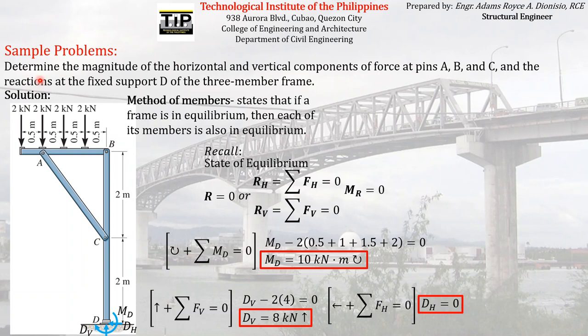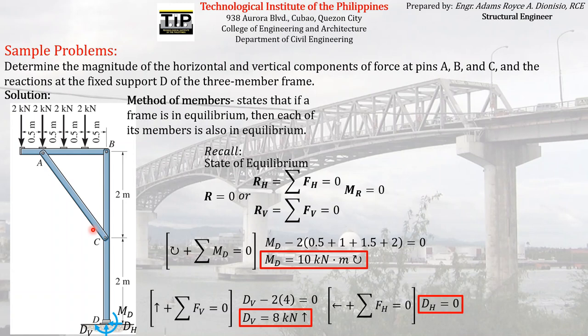Eh, yung ito, yung horizontal and vertical components at pins A, B, and C. Paano kaya natin mahanap yan? Again, sabi ko nga kanina, yung horizontal and vertical components acting on pin A, B, and C, those are actually internal forces. So, paano natin mapapalabas yung mga internal forces na yan acting on a frame? So, again, base sa inaral natin, ang method na ginagamit para mapalabas yan, ma-analyze yung structure or frame, ay yung method of members. So, kapag frame na pinag-uusapan, we can use method of members para mapalabas yung mga internal forces acting on the frame.